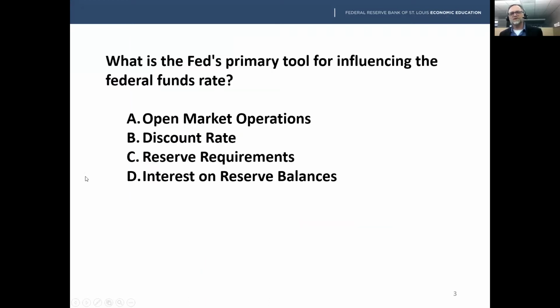But we do want to start with a poll. Let's start with this question. What is the Fed's primary tool for influencing the federal funds rate? I think Kathy has a poll she's going to launch here. Yep, I'm relaunching it now. Scott, can we see that? Yep, looks great.